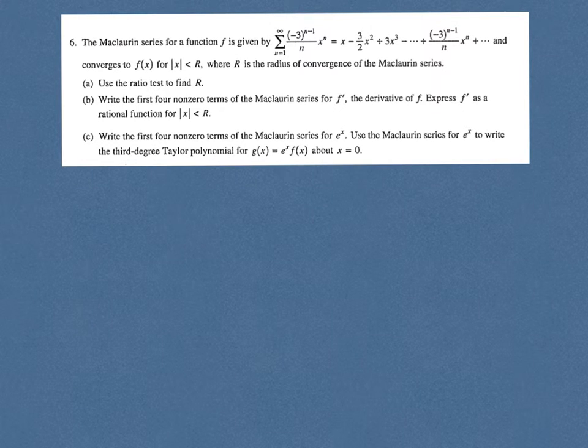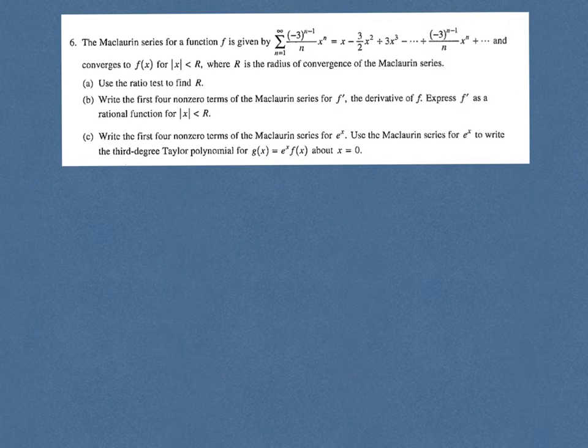Then they want you to write the first 4 non-zero terms for the Maclaurin series of f prime. Remember, you're taking the Maclaurin series for f, so if you want the Maclaurin series for f prime, just take the derivative. Hint: they give you the first three terms here, and the derivatives of each of these first 3 terms are non-zero. So you just have to identify what the next term would be, and that gives you the first 4 non-zero terms of f prime.